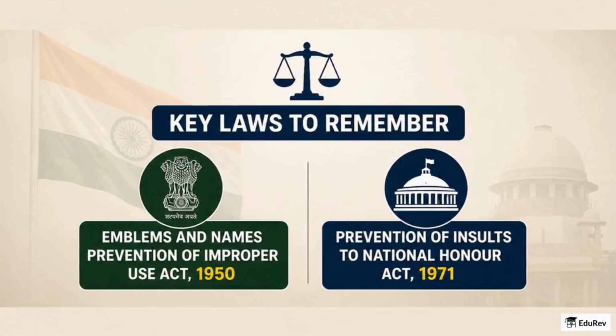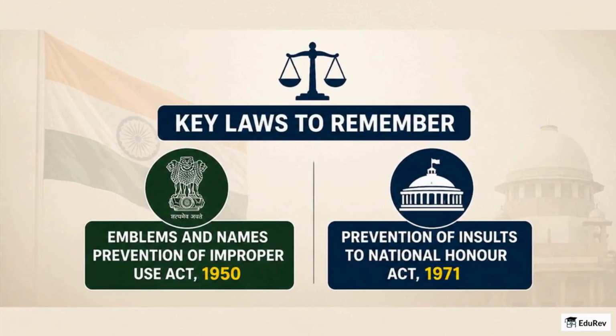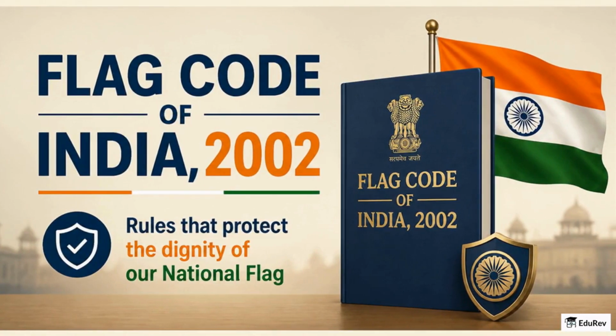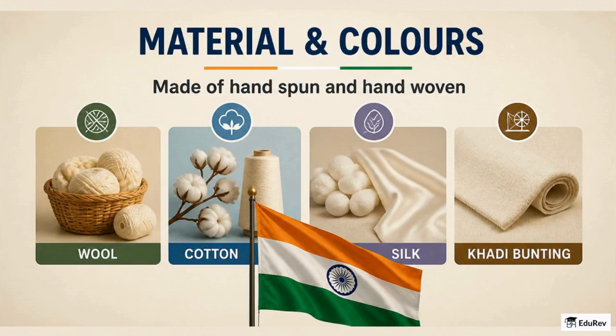The legal backbone you should remember consists of the Emblems and Names (Prevention of Improper Use) Act 1950 and the Prevention of Insults to National Honour Act 1971. The Flag Code of India 2002 brings together those laws, conventions and instructions so everyone knows how to treat the flag with respect. First, the material and colors.